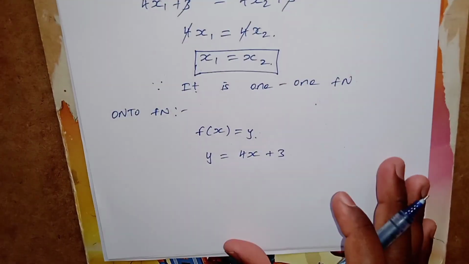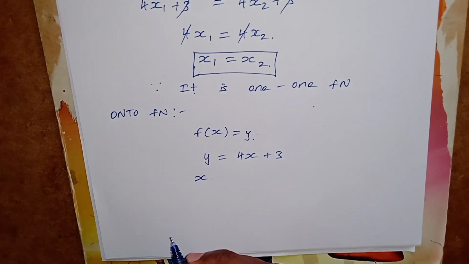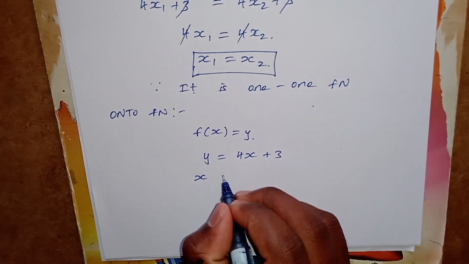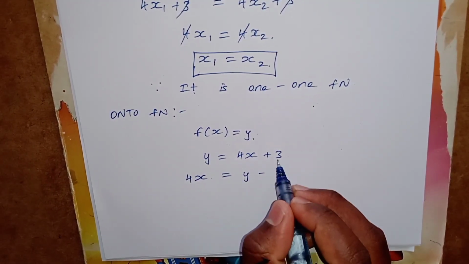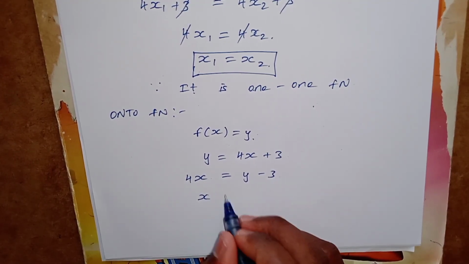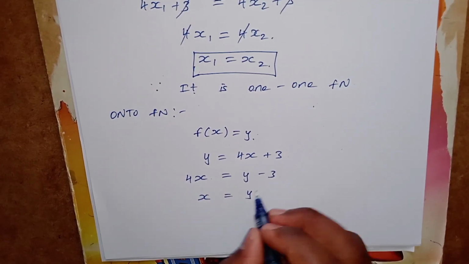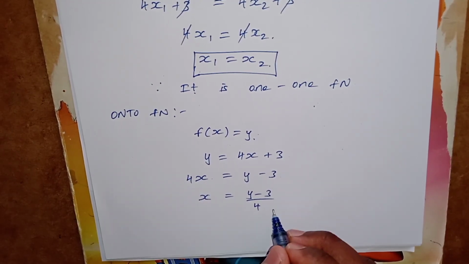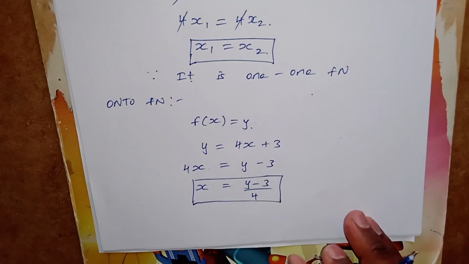Here you have to take x on the LHS, and the remainder should be moved to the right hand side. Therefore, 4x equals y, and the plus 3 comes to this side as minus 3. Finally, I need only x. The 4 is multiplied with x, so it comes to this side as division: x equals y minus 3 divided by 4. Here the multiplication comes to this side, and it becomes division.